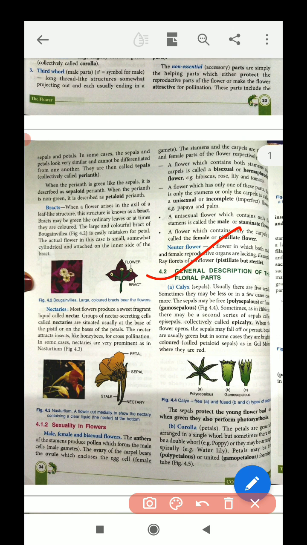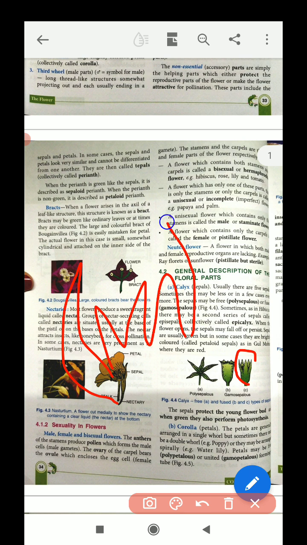Now the general description of the floral parts. Sepals together are known as the calyx, and their structure is a little bit different in different flowers. Usually there are 5 sepals, though there may also be fewer in some cases. If you count, you can see 1, 2, 3, and this side 4 and 5. So usually there are 5 sepals together, and they are known as the calyx.